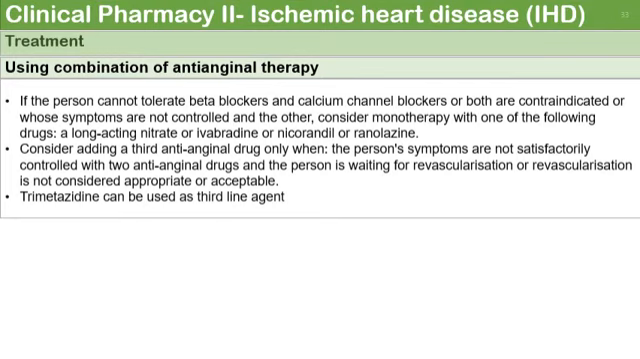When we use combination anti-anginal therapy, if the patient cannot tolerate beta blocker or calcium channel blocker, or both of them, or sometimes these agents are contraindicated in the patient, now consider monotherapy, okay, of either calcium channel blocker or beta blocker with one of either long-acting nitrate or ivabradine or nicorandil or ranolazine. يعني إذا ما نقدر نستخدم بيتا بلوكر أو كالسيوم channel بلوكر أو combination of therapy، إذا السيمتوم مالته cannot control بواسطة واحد من هذين، ممكن نضيف second line agent مثل long-acting nitrate, ivabradine, nicorandil, ranolazine. نضيف third، يمكن نسوي third anti-anginal drug فقط إذا patient symptoms cannot be satisfactorily controlled by 2 anti-anginal.